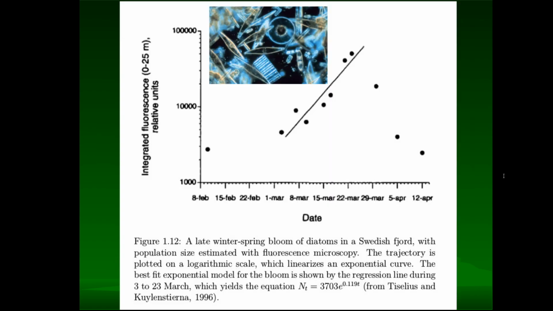And here's the phytoplankton bloom in a Swedish fjord we saw last time. This is a proxy of population density on the log scale, and this is time on the raw scale. So if you plot log scale density against time and get a straight line, this is an exponential curve. If you were to plot this on the raw scale here on the y-axis, it would increase along a curve like this.